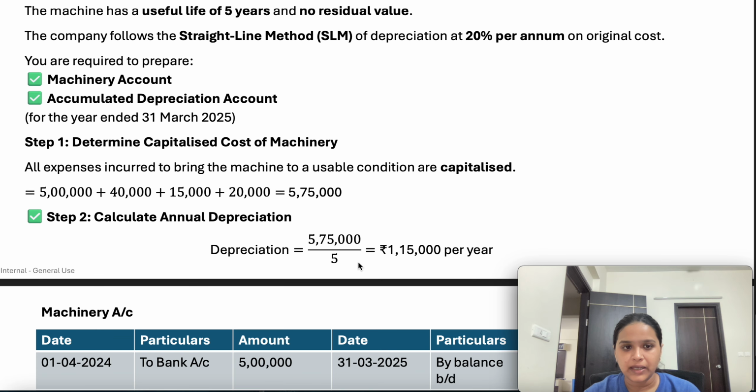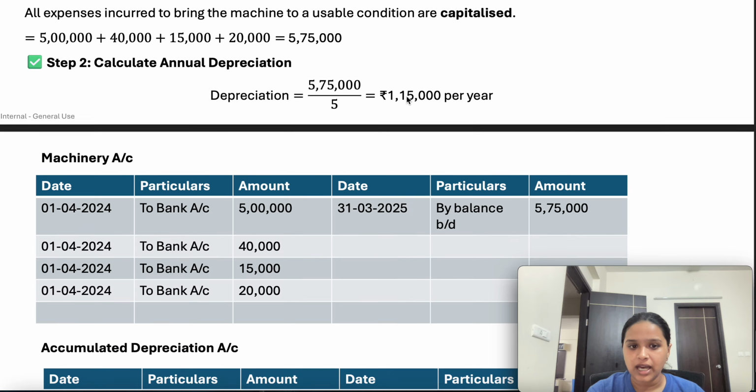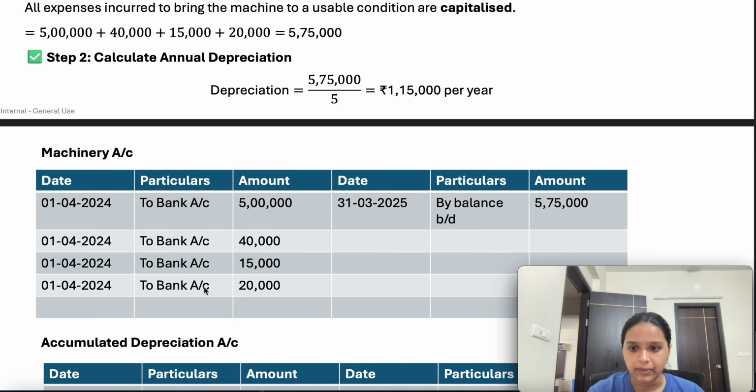And they asked us to prepare the machinery account. So in the machinery account, on the debit side, all this expenditure will come, because whenever we incur these expenses, what journal entry do we pass? Whenever we purchase the machinery, machinery account debit to cash, and similarly for charges like installation charges and transportation charges. So all these charges should come into the machinery account on the debit side.